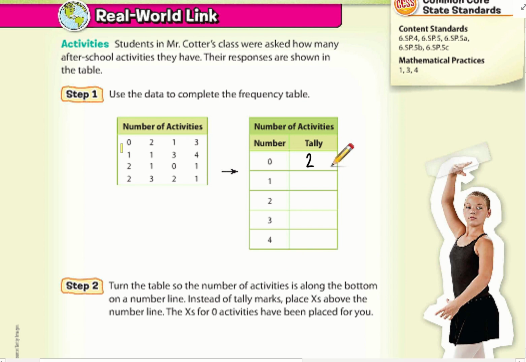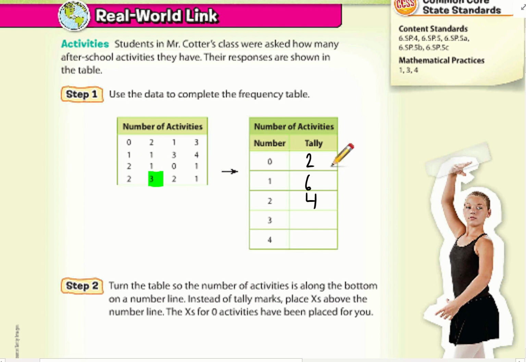I'll highlight them in yellow. 1, 2, 3, 4, 5, 6. So, we see 1 6 times. 2, 1, 2, 3, 4. So 2, we see it 4 times. 3.